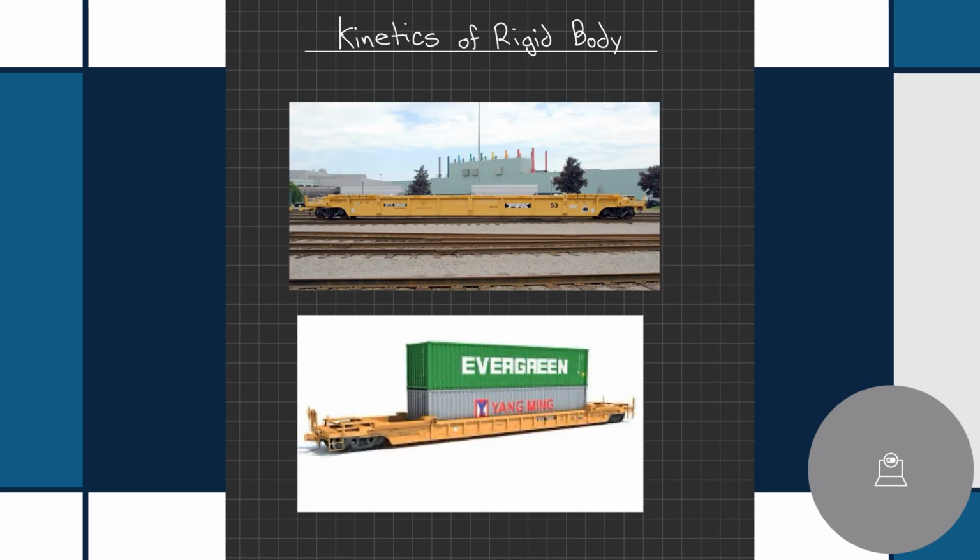Today, on the kinetics of a rigid body, we will be talking about a rail cart, specifically the kind that carries containers that are then moved along in intermodal facilities. As you can see, they have four wheels that go on a track.